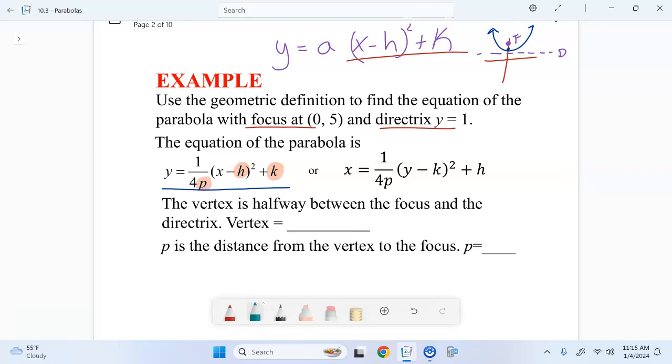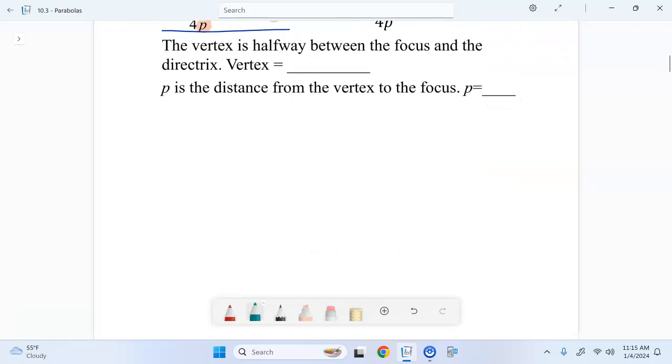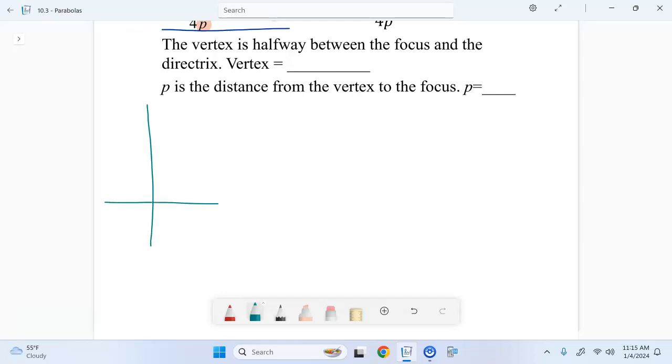What is h? The vertex. So we need to find the vertex. And then p is that focal length, the distance from the vertex to the focus. So we have to know where the vertex is, and we have to know where the focus is in order to find p. Those are the only things that we need. So looking at the fact that we know where the directrix is and where the focus is, let's think about it. I'm going to draw a bigger diagram so we can see.